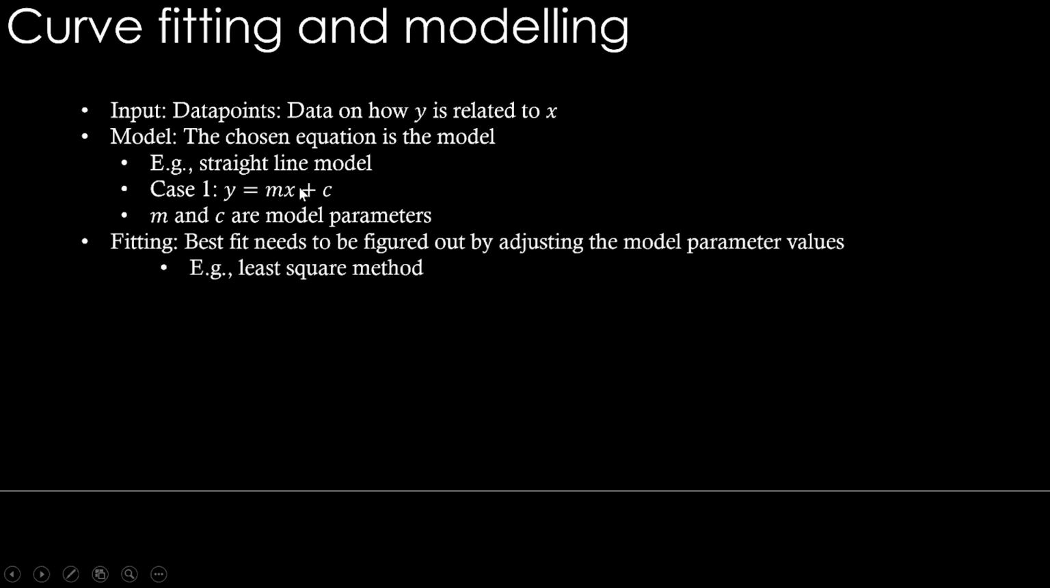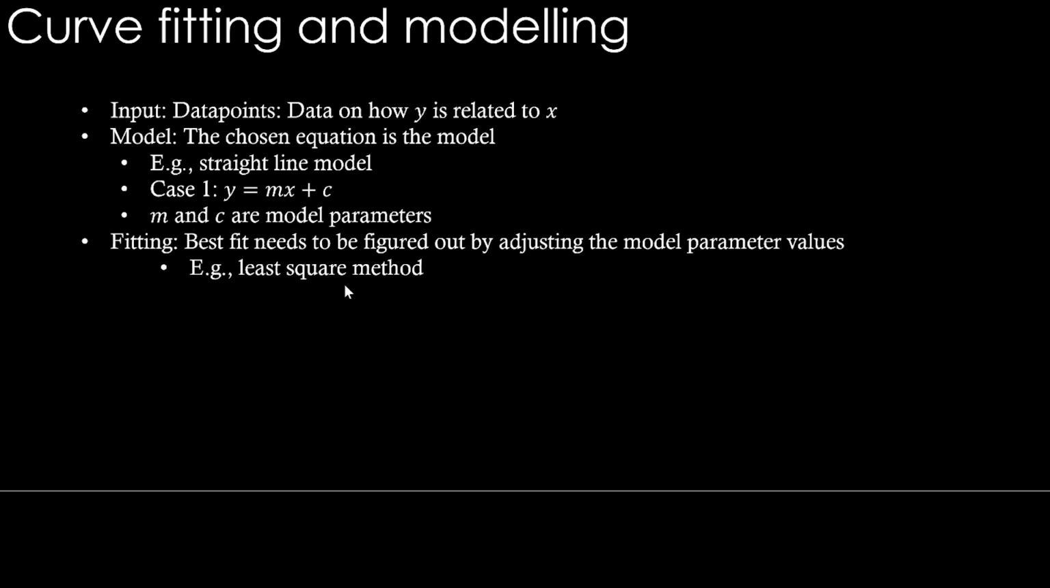Once the model is chosen, then we can fit. The best fit needs to be figured out by adjusting the model parameter values. So you have decided, let's say, a straight line you are going to use to fit it, and what should be the value of m and c is going to decide the best fit. For example, the least square method can be used. What is the least square method? You can think of it like this. If you have a curve which is fitting these data points, the distance between the original data to the fitted curve, in one case the dot may be above the line, in the other case the dot may be below the line, the experimental dot, let's say.